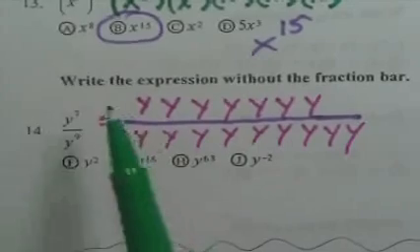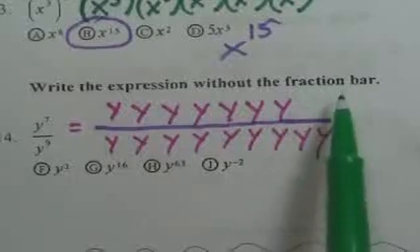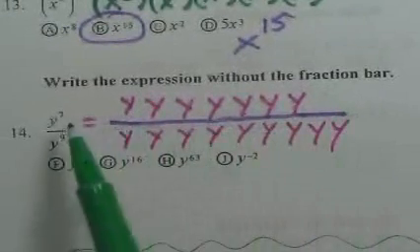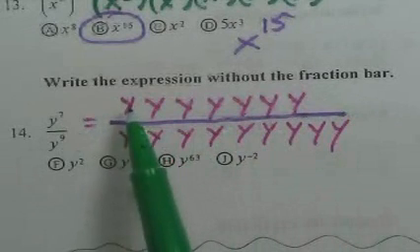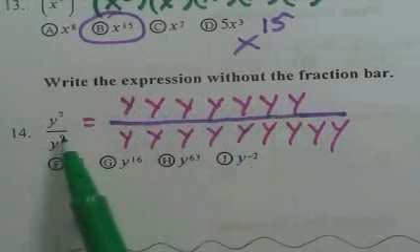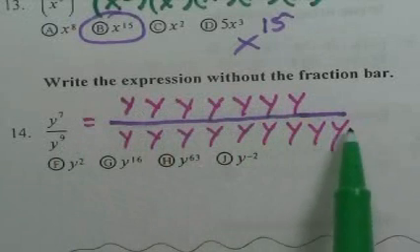Okay, number 14, instructions say write the expression without a fraction bar. So when we're done, the answer cannot have a fraction bar in there. All right, so like here's a fraction bar. Okay, so we have y to the 7th, that's 7 y's. 1, 2, 3, 4, 5, 6, 7. And on the bottom, there's 9 y's. 1, 2, 3, 4, 5, 6, 7, 8, 9.